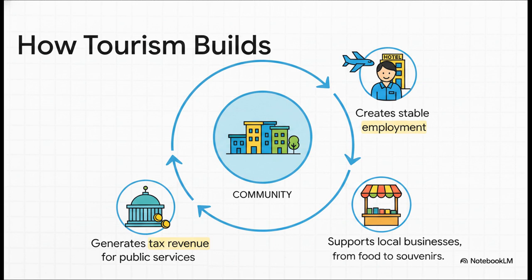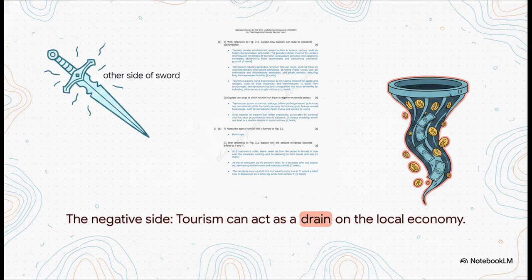First, tourism creates jobs. Think hotels, tour guides, restaurants. Then, those workers and the tourists themselves spend their money in the area, which helps local shops and businesses thrive. And finally, all of that business activity generates tax money, which the government can turn around and use to build better roads, schools, and hospitals for everybody. It's a cycle.